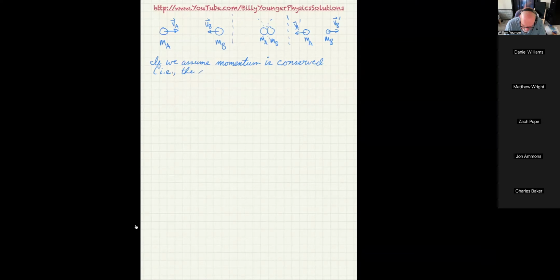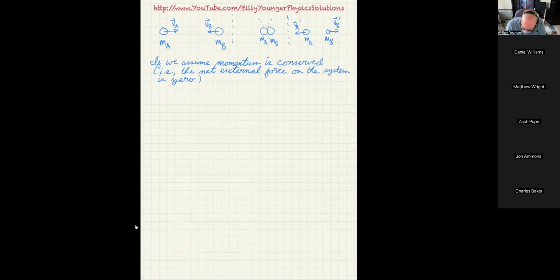The net external force on the system is zero. That's the absolute necessary condition. But if it's really close to zero, we often will use that at least as a first order approximation to the answer. So that's what it is.